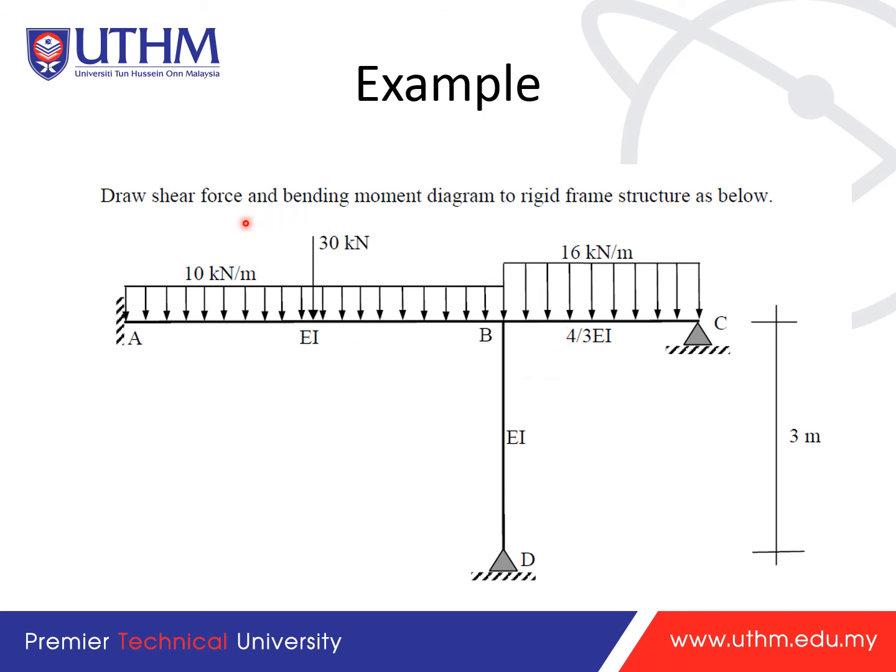So an example here: draw the shear force and bending moment diagram for the rigid frame as in this structure below. You can see that this is the frame that has a fixed support at A, a pin support at D, and a pin support at C. So you have load on the top of AB and BC. Here is EI, but here is 4 over 3 EI at BC.